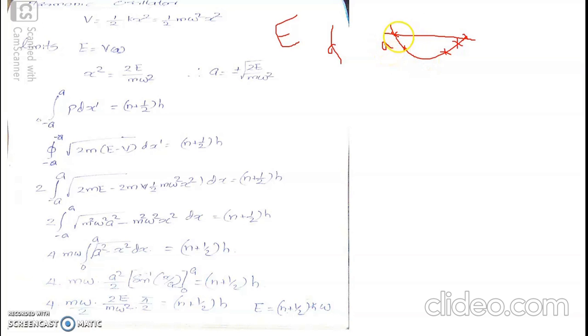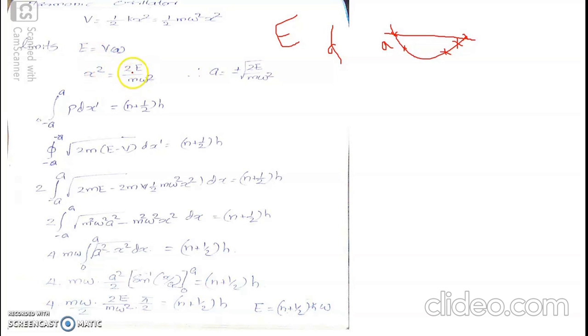So I require these two extreme points, as these points happen to be the limits of integration as far as the Bohr-Sommerfeld quantization rule is concerned. For that, I'll have to take the condition for the turning point. It is the point at which the total energy meets the potential energy. That happens when half kx square or half m omega square x square is equal to the total energy E.